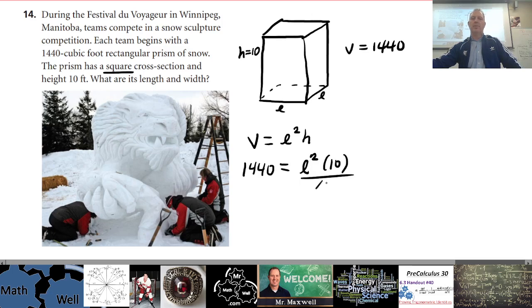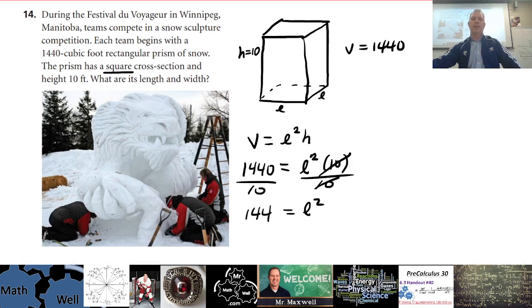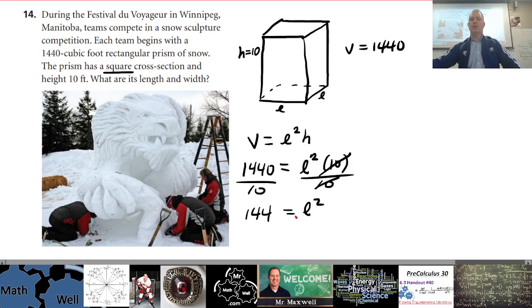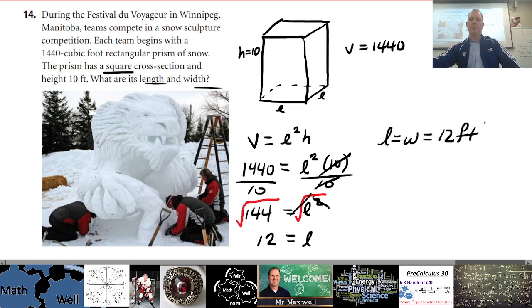So divide both sides by 10 to get rid of the 10 over here. And you got 144 is L squared. Now, to get L all by itself, the opposite operation is square root. So what you do to one side, you have to do to both sides. And then you have L now, because the square root and the square cancel each other out. L is 12. So what are the length and the width? Length equals the width because it's a square, and that equals 12 feet.